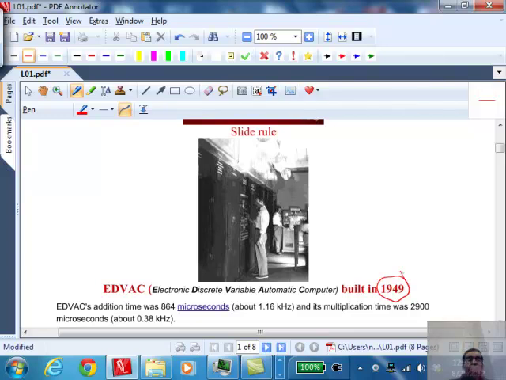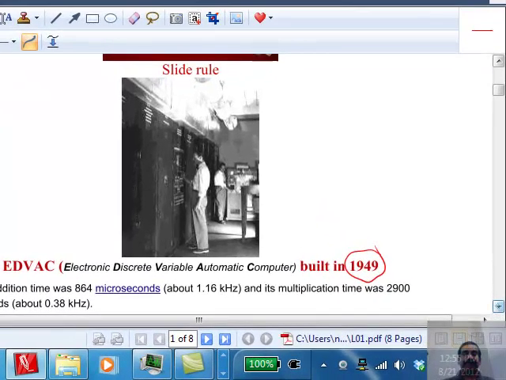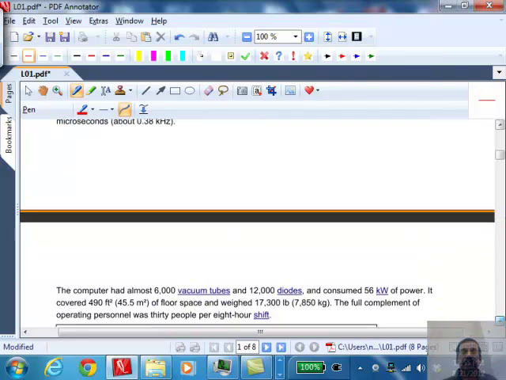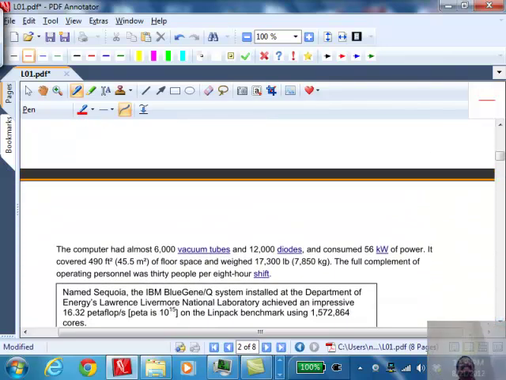Okay? And there are some interesting statistics that I picked up from the net. Here it is. The computer has 6,000 vacuum tubes, 12,000 diodes, and consumed 56 kilowatts. A lot of power compared to a cell phone. How much power do you think a cell phone consumes? Maybe a watt or two, right? It doesn't consume a lot of power, whereas this one consumed 56 kilowatts, 56,000 watts, and weighed 17,300 pounds. That's a computer, the first computer.